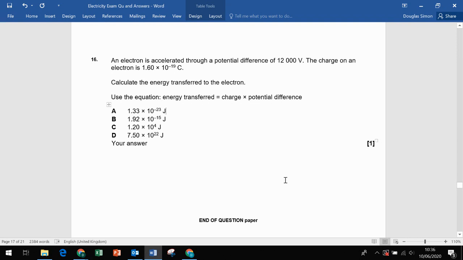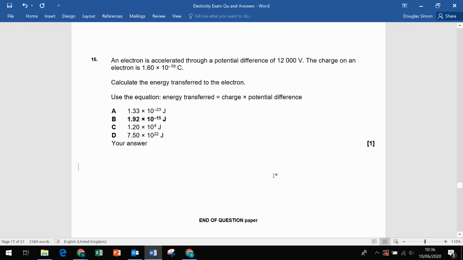Potential difference is the work done per charge, or energy transferred per charge. So if you rearrange, you've got energy transfer is charge times potential difference. They've given you something in standard form, but you all know how to use standard form. So let's type it into our calculator, and we get this answer here for B.